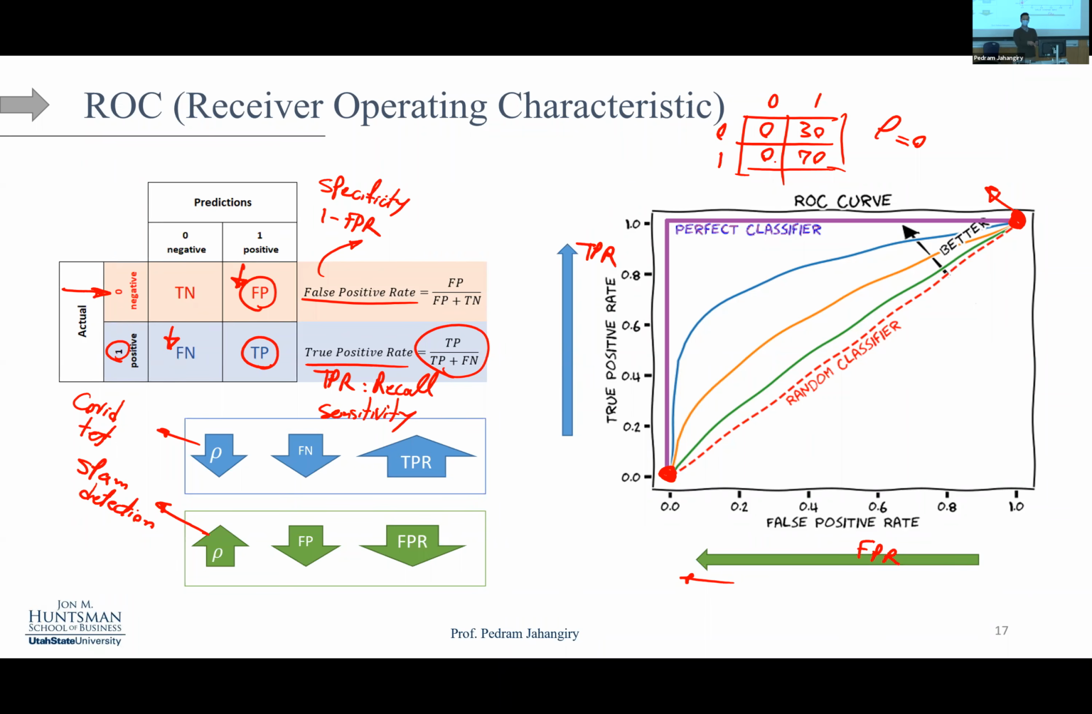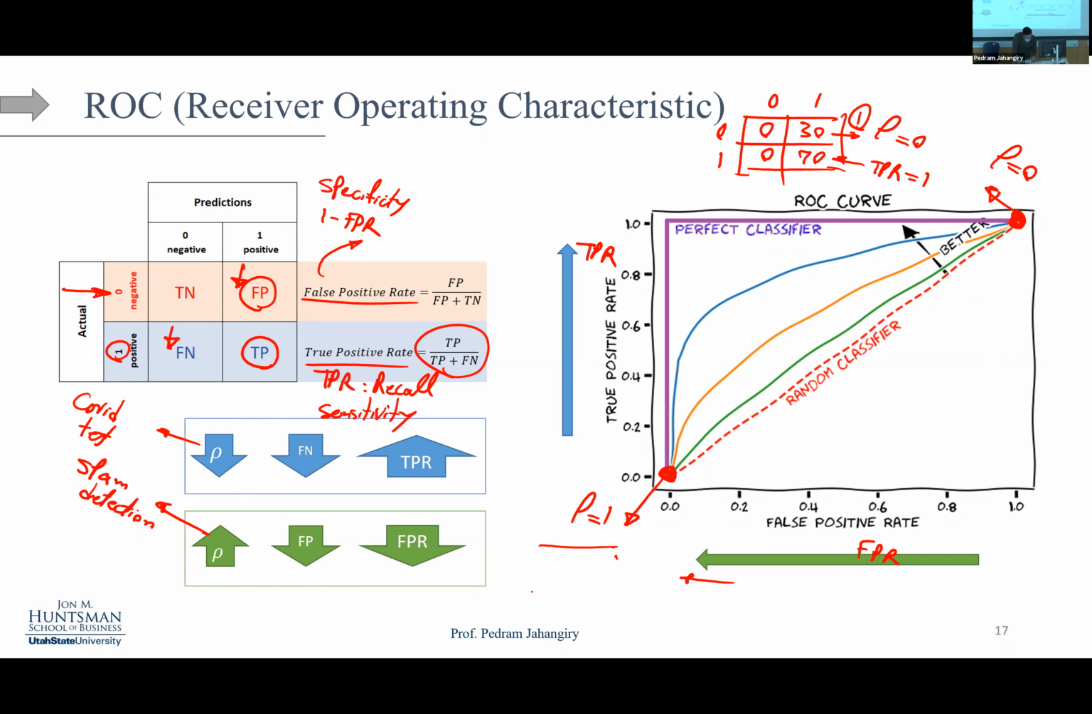If this is a confusion matrix, can you calculate the true positive rate and false positive rate? What is the true positive rate? 70 divided by 70, 1. What is the false positive rate? 30 divided by 30, 1. Does that make sense? So (1, 1) is where the threshold is equal to 0, and you can check it for yourself. When the threshold is equal to 1, we get (0, 0).